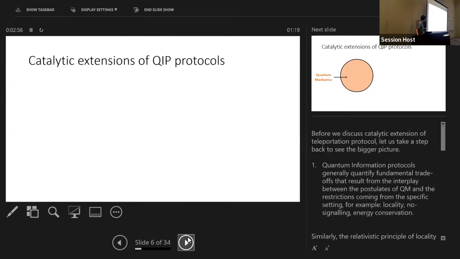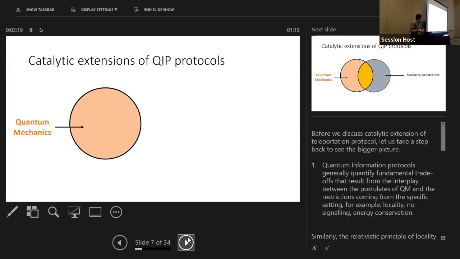With this, let me stop for the moment talking about teleportation and tell you a bit about something we call catalytic extensions of QIP protocols. In general, when we think about QIP protocols, we imagine a certain task that quantifies some fundamental trade-offs in nature. We can capture those trade-offs by looking at all possible outputs that our protocol may provide. These outputs are quantified by everything that is possible under quantum mechanics, so this orange blob essentially means everything that we can achieve under quantum mechanics.